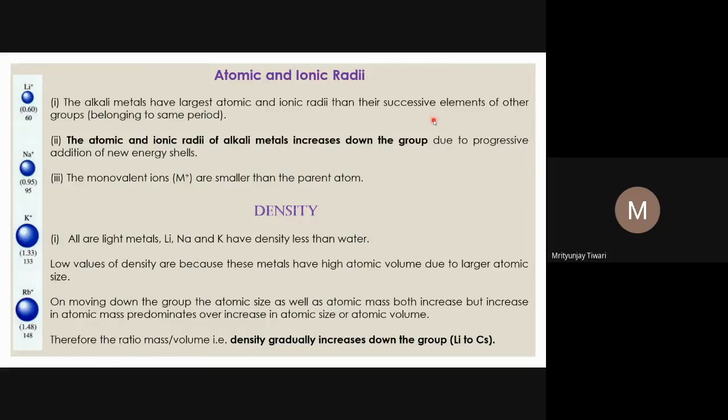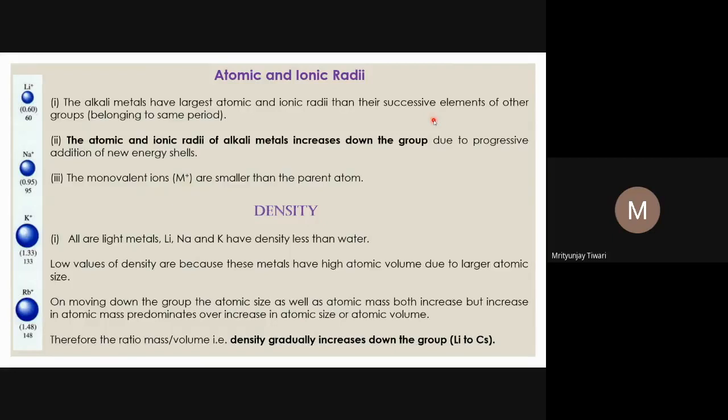Because the effective nuclear charge is less, the outermost shell electron is loosely bound, so it will be at the largest distance. It will be farther from the nucleus, so the atomic radius is high. And even if we remove one electron completely, whatever ion is formed will be smallest.